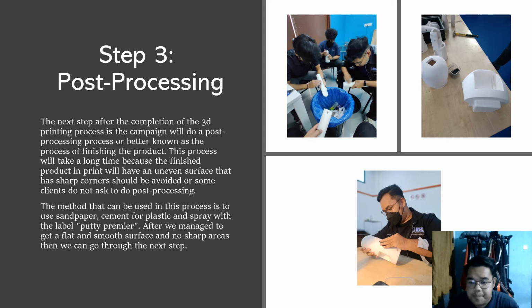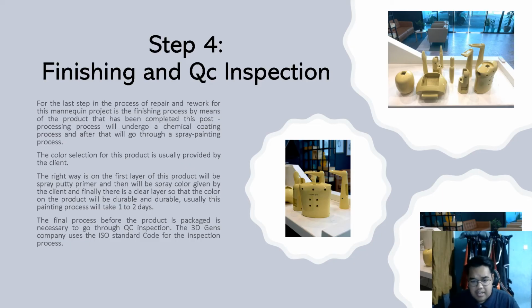So step 4, and the last step, is finishing and quality control inspection. The last step of the rework process for this mannequin project is finishing, meaning the product that has completed post-processing will undergo the chemical coating process after going through a spray painting process. The color selection for this product is usually provided by the client.